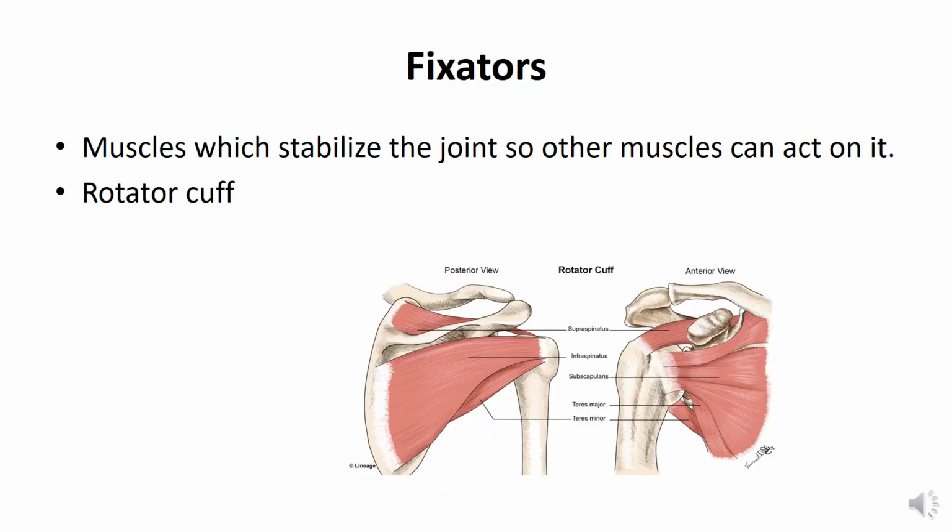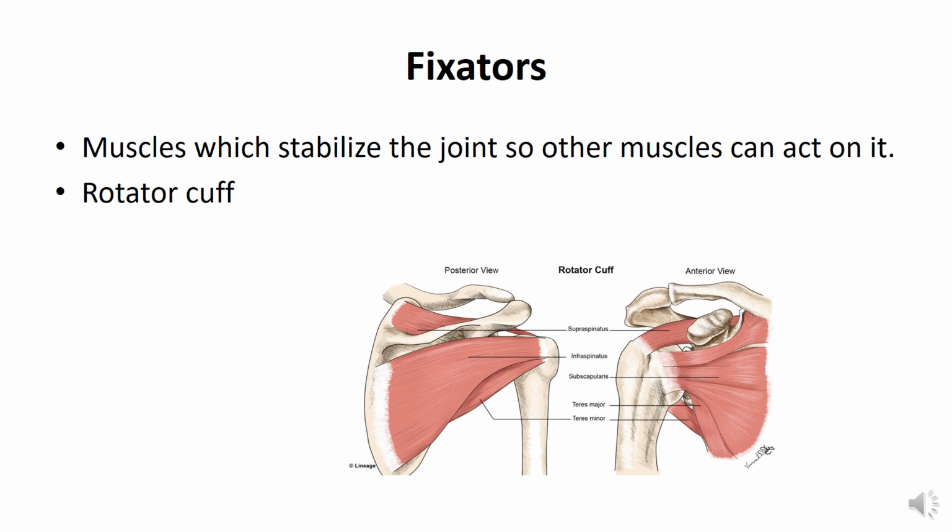Now fixators. The fixator in a movement is the muscle or the muscles that stabilize the origin of the agonist and the joint that the origin spans, moves over, in order to help the agonist function more efficiently.